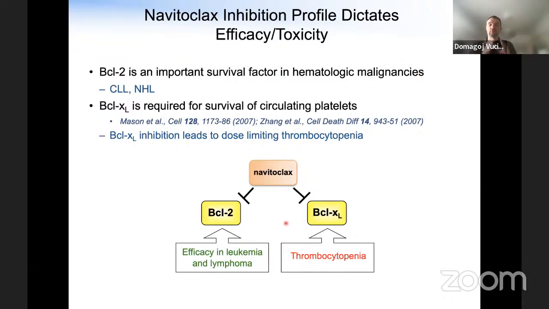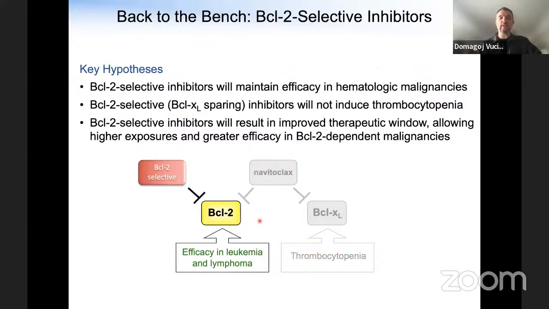And then it was clear from a lot of these basic research events that it is really BCL-XL that is critical for this thrombocytopenia. But if you want to go to B-cell lymphomas, leukemias, you really need to target BCL2, and you want to avoid BCL-XL. And so then the hypothesis is if you have a BCL2 selective inhibitor, you will maintain efficacy in heme malignancies, and you will not induce thrombocytopenia, and you will have a better therapeutic window, and you allow safe dosing of cancer patients, okay? And so this was the effort that was undertaken with Abbott, later called AbbVie, and Genentech.